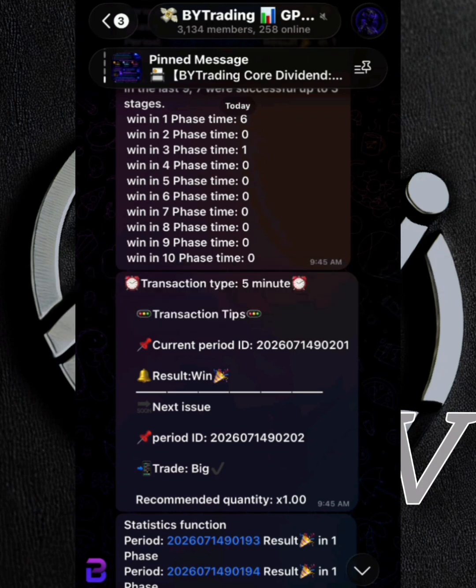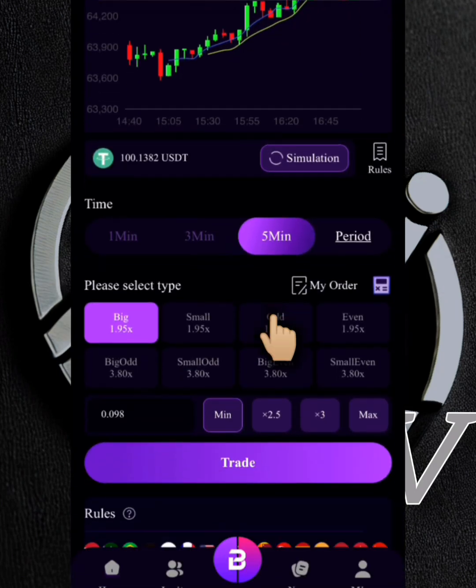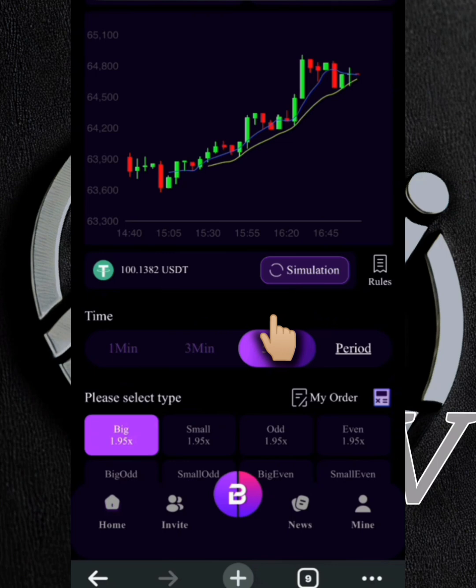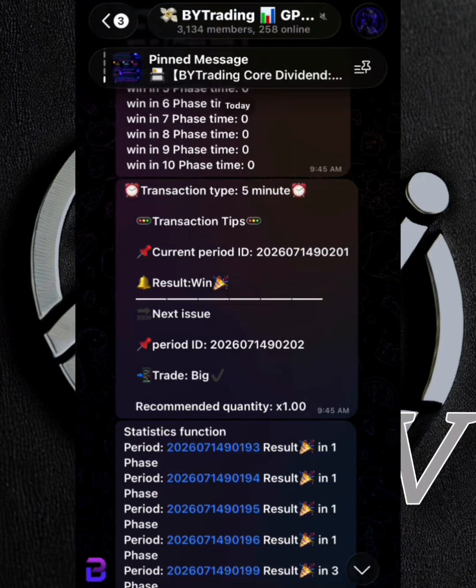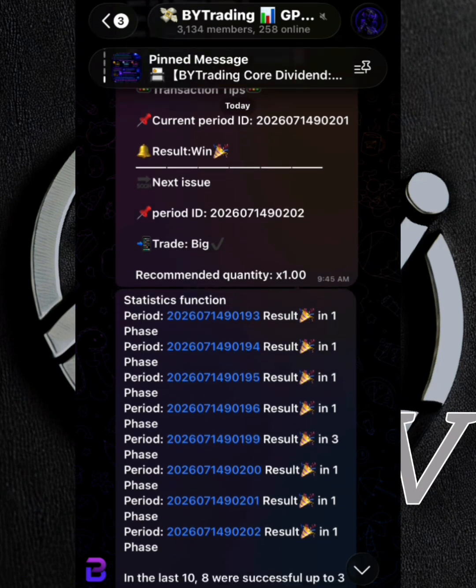Afterwards, I'm going to come over here and select the 5 minutes button, because the signal is on the 5 minutes time frame. So right now all I need to do is wait for the time of the signal so that I can actually start using it to trade.